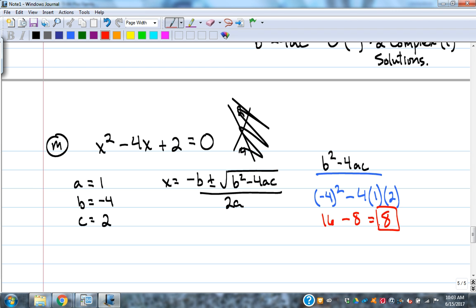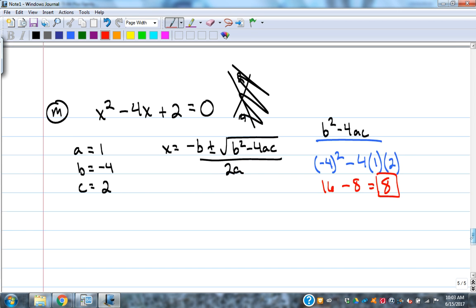That's the discriminant. That being +8 tells us that there are 2 real solutions to this problem. Okay? So that means we're going to get 2 answers for this problem. Okay? So I'm going to take that and I'm going to put it into the quadratic formula.